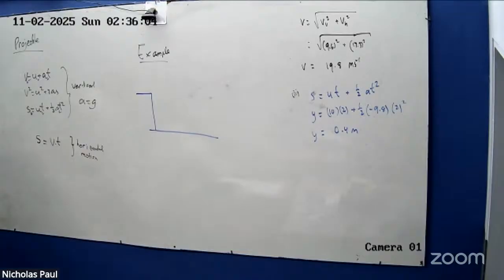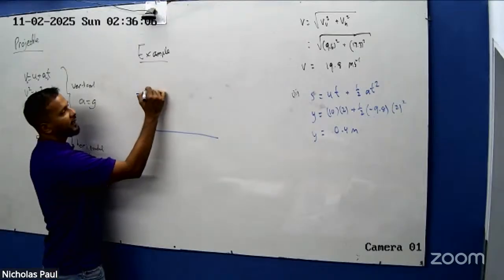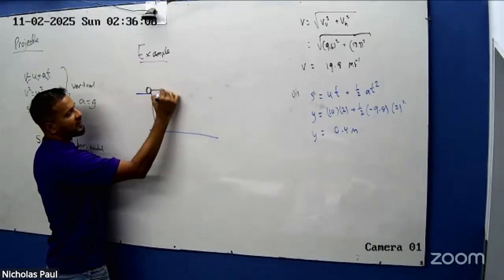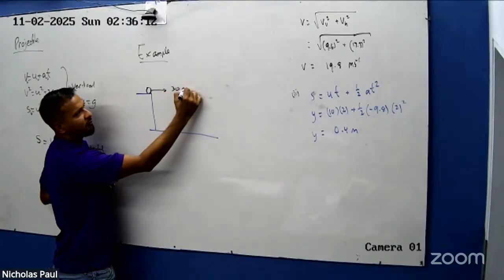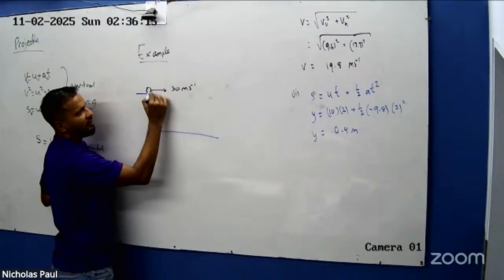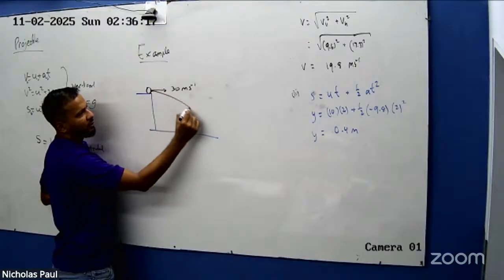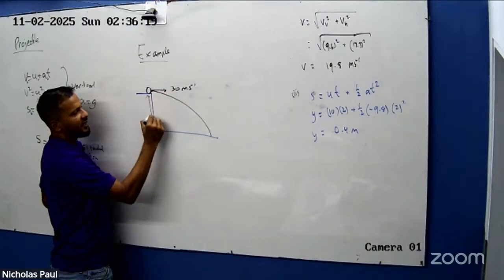Right, so I've seen some good diagrams right here. It's projected like this, right? What's the speed again? 30. And it's traveling. And this distance here is 80.